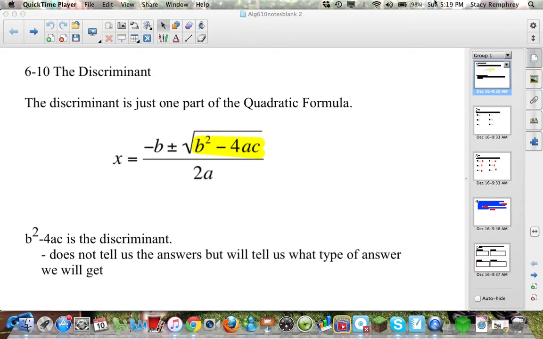Okay, these are the notes for 6.10, which is on the discriminant. The discriminant is a piece of the quadratic formula that I highlighted here, the b squared minus 4ac. It doesn't tell us what the answer is, what x will make the equation equal 0, but it does give us a little information about the solutions. Again, it will tell us what type of answer we will get.